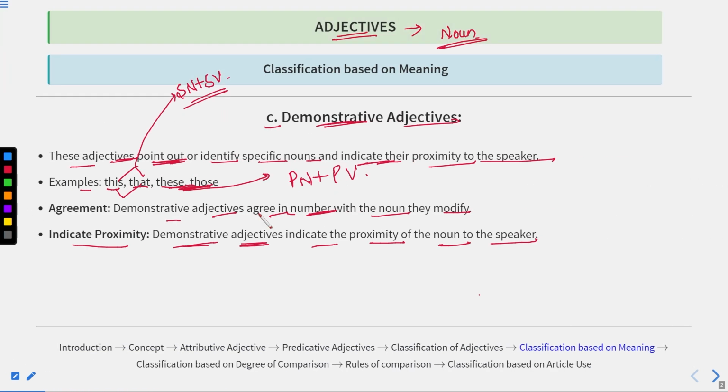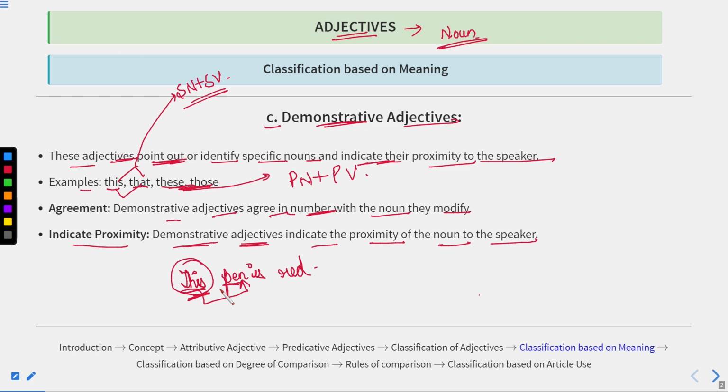Now in this section, we can demonstrate some examples as well. If I say this pen is red, I'm talking about a pen. Pen is a noun and this is indicating this pen. So this is a demonstrative adjective which is singular, and you can say that this word is used immediately before the word pen.